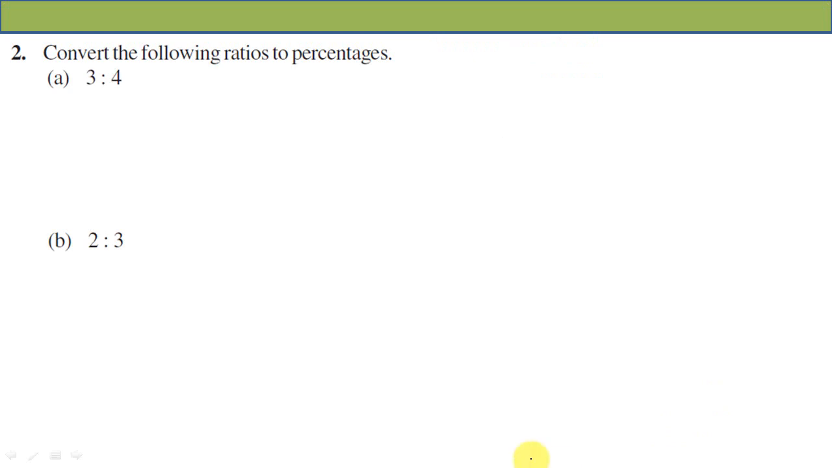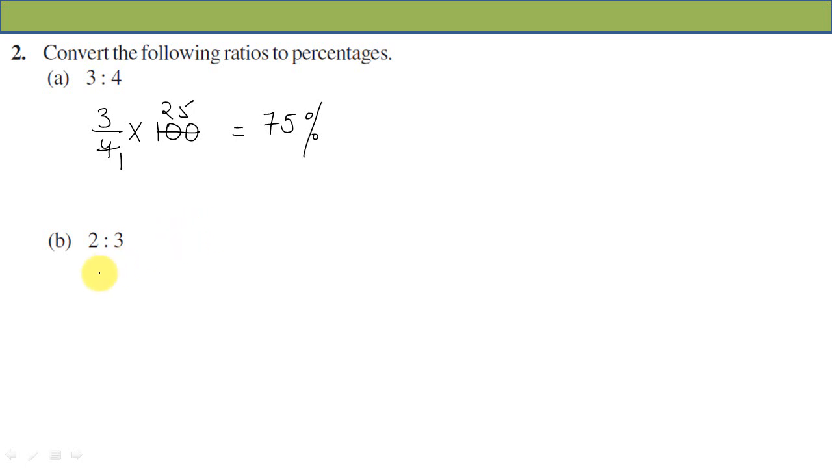Now let's see question number 2, where you need to convert the following ratios to percentage. We know that when we have to find out the percentage, we multiply it by 100, right? So we can write this 3:4 as 3 by 4 in fraction form, and we will multiply with 100, we'll get the percentage. So let's cancel 4 and 100. 4 ones are 4, 4 25s are 100. Right? Now 3 into 25 is 75. So the percentage is 75 here.